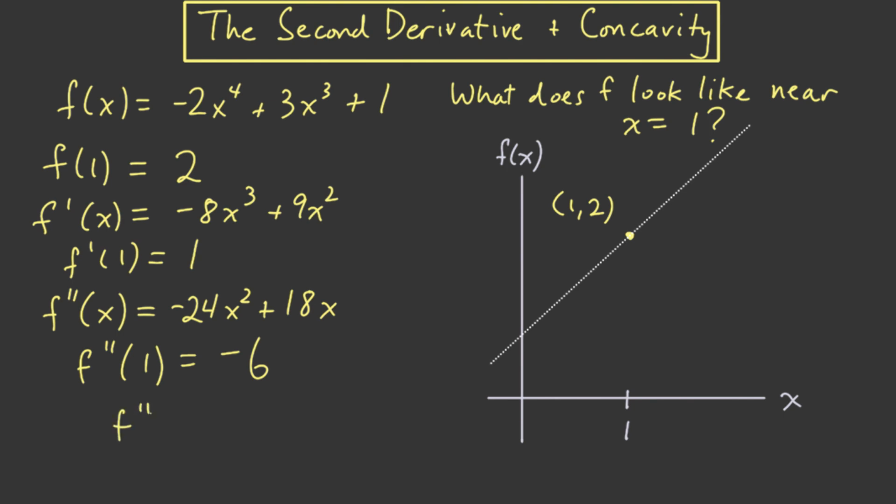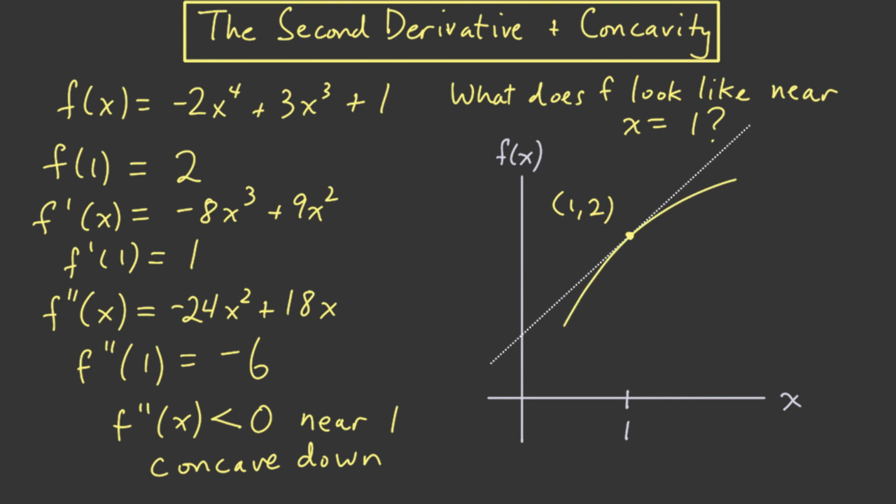And so that's telling us that the second derivative is negative, at least near 1. So we see that the graph will be concave down in the neighborhood of x equals 1. So we're tangent to this line at this point. We're concave down. That means the graph is going to look something like this. And there we have it.